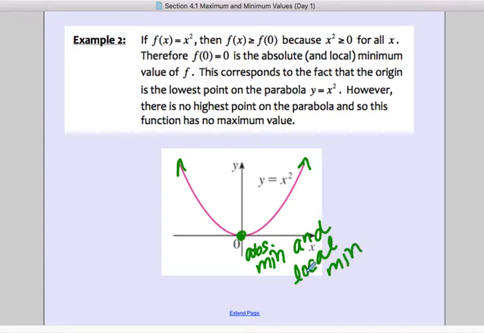And now, would it have an absolute maximum? It would not, because these are going to continue to go up and up and up. So you would not be able to say, this is my highest y value, because it's going to continue on to infinity. So in this case, there is no absolute max.